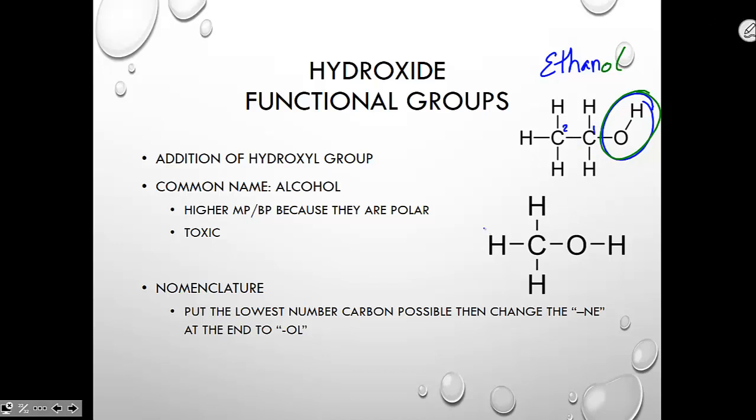this is carbon 1 and this is carbon 2. So this would be 1-ethanol. But again, that 1 is understood, so we can just call this ethanol. Here we have 1 carbon, so it would be meth. They're all single bound, so be methane. And we have this hydroxyl group, so this becomes methanol, or grain alcohol.